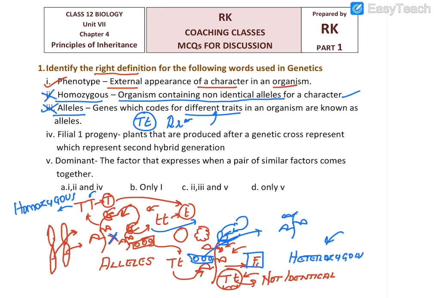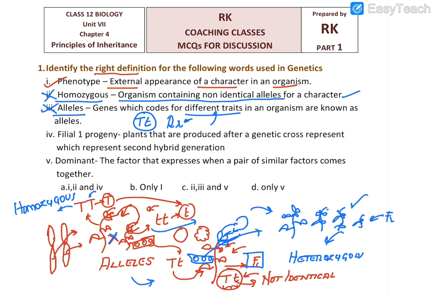Then if these seeds are allowed for germination, you get the next generation. In the next generation, in this monohybrid cross, you get 3 tall plants, as you have studied in this chapter, and one dwarf plant. So whatever generation you get after the genetic cross in the F1 hybrid, we call it the F2 generation. After a genetic cross, the first hybrid generation we call F1, then the second hybrid generation we should call F2.